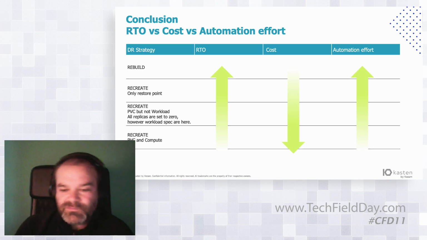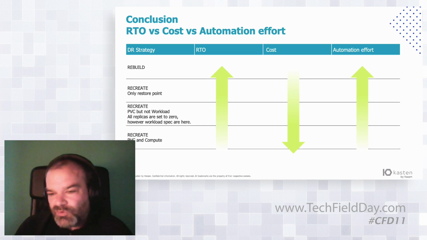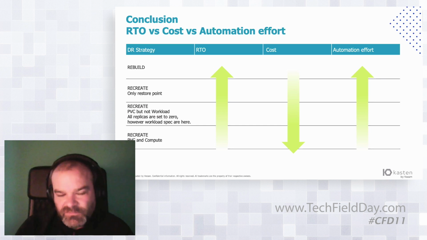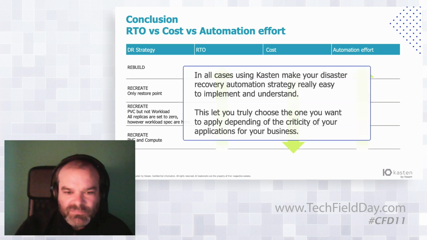So it's a matter of what you want to do. If you need a short RTO, or if it's fine to have a longer RTO, but you can save money. The thing is that with Kasten now, you really have the choice. You are not blocked technically.